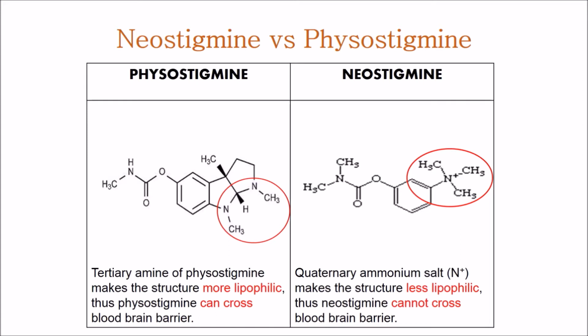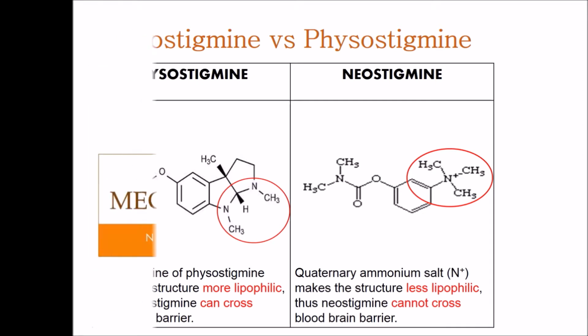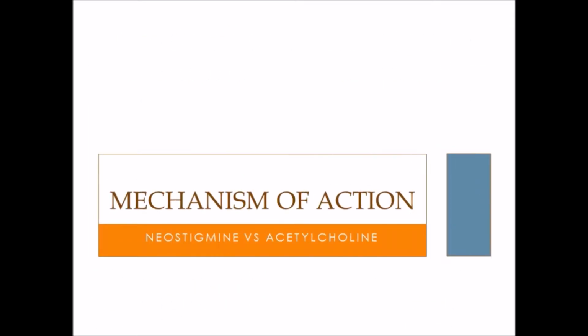Meanwhile, in the red circle of neostigmine, the quaternary ammonium salt makes the structure less lipophilic or more hydrophilic, thus neostigmine cannot cross the blood-brain barrier. Now we move to the part of the mechanism of action for the neostigmine.